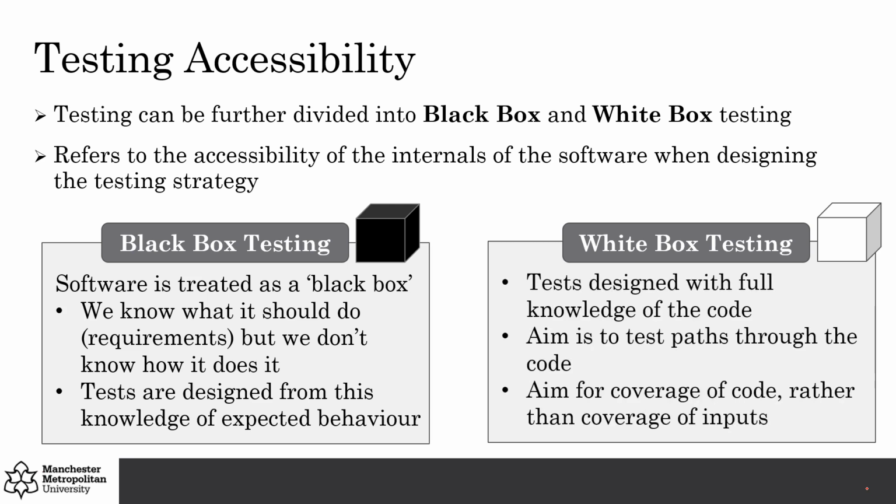Now, as you can imagine, white box testing is the opposite of that, where we have tests designed with full knowledge of the code. And the aim for white box testing is to test paths through the code. And the aim for white box testing is the coverage of code rather than the coverage of any inputs. I like to call white box testing glass box testing, because with glass you can see through it. Okay, so with black box testing we can't see inside the internals of the code, but with white box testing or glass box testing we've got full knowledge of the code, so we know exactly what's happening.